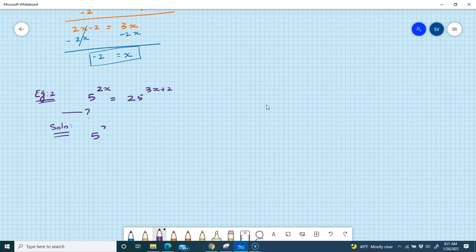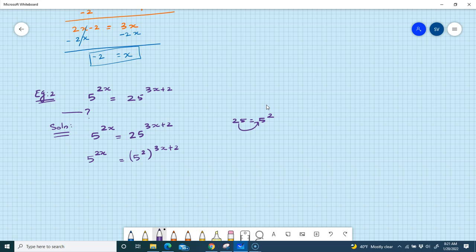So 5 to the power 2x, just for convenience I'm writing the question again. It is 25 to the power 3x plus 2. So we know that 25 means 5 to the power 2. So we can connect 25 with 5. So rewrite here. So that is 5 to the power 2x equal to, what is 25? That is 5 to the power 2 to the power 3x plus 2.